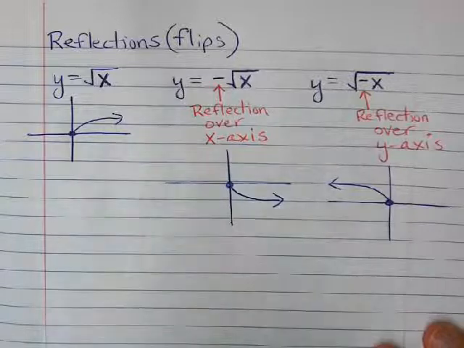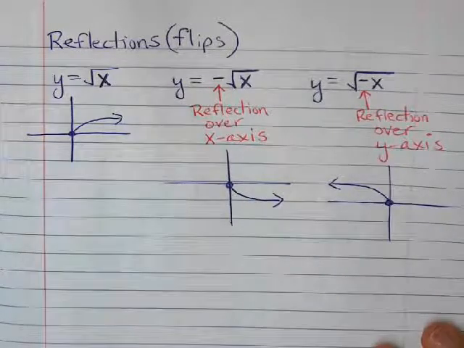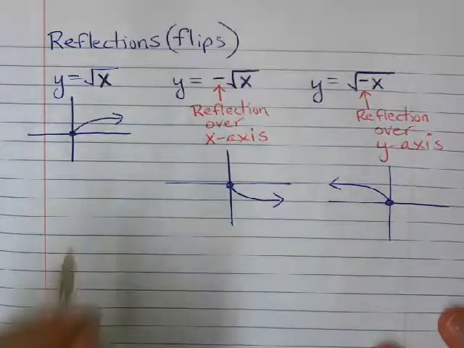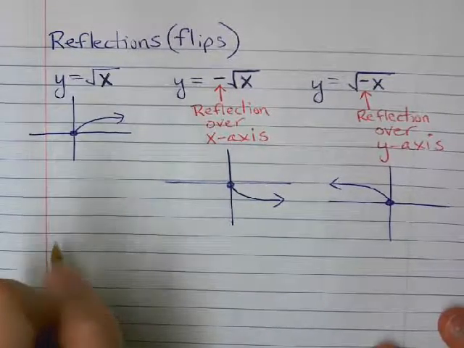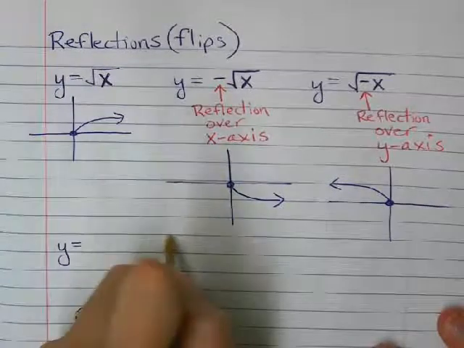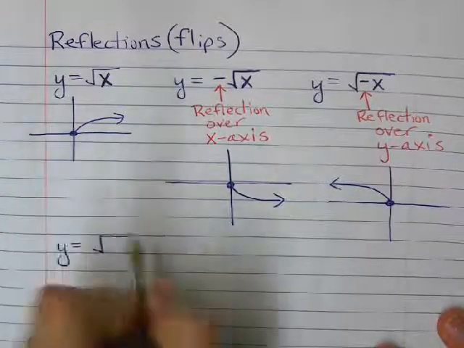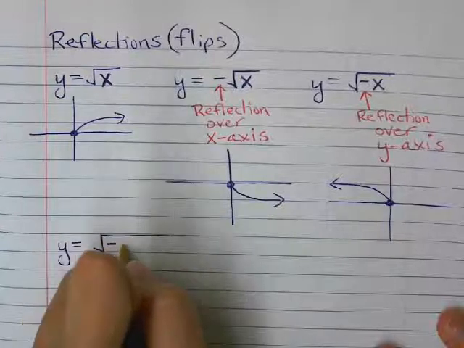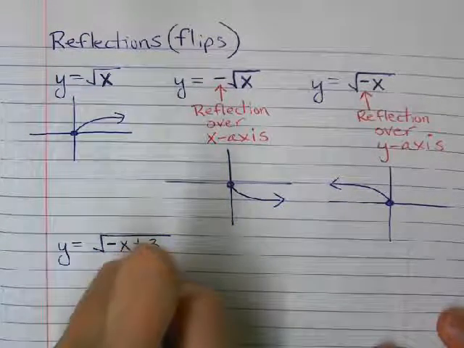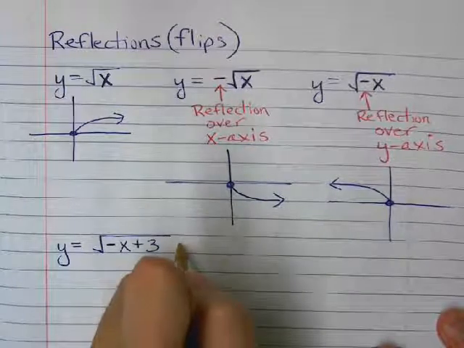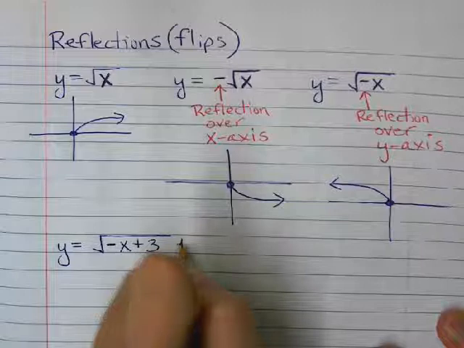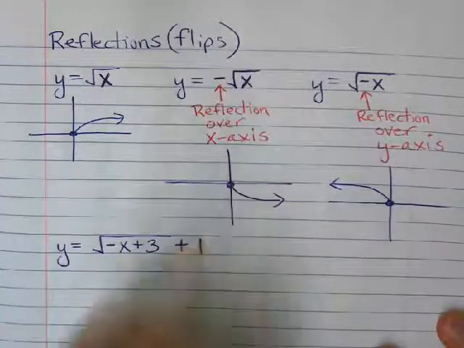So, it can get tricky, the more numbers they add in the problem. Let's do a whole example. What if it had y equals square root of negative x plus 3, and then I'll do plus 1 at the end.